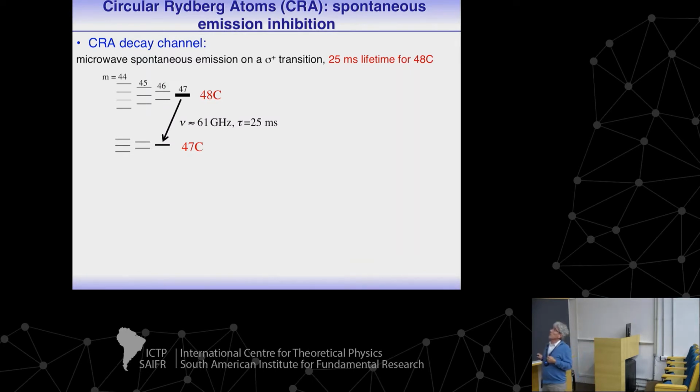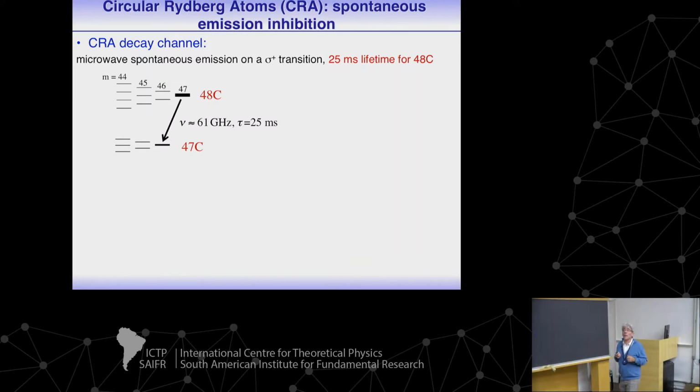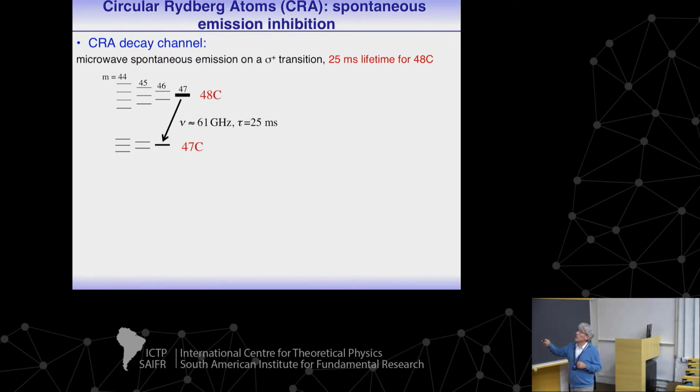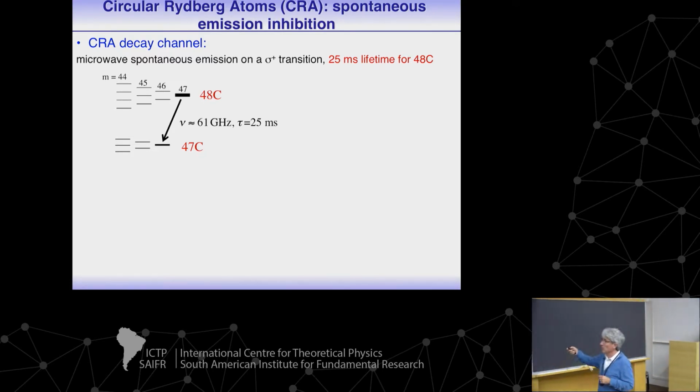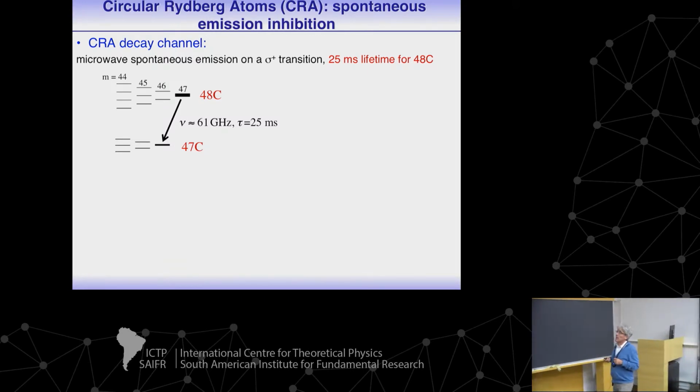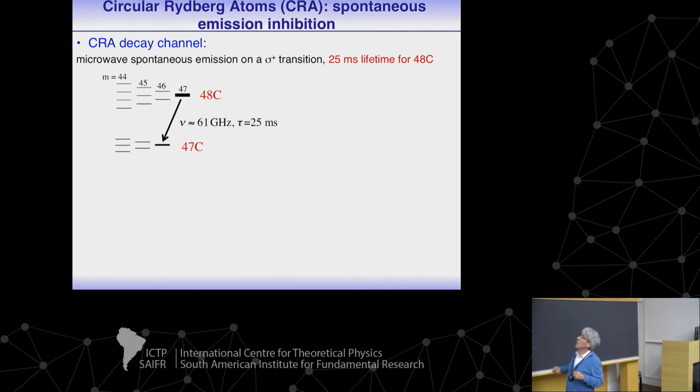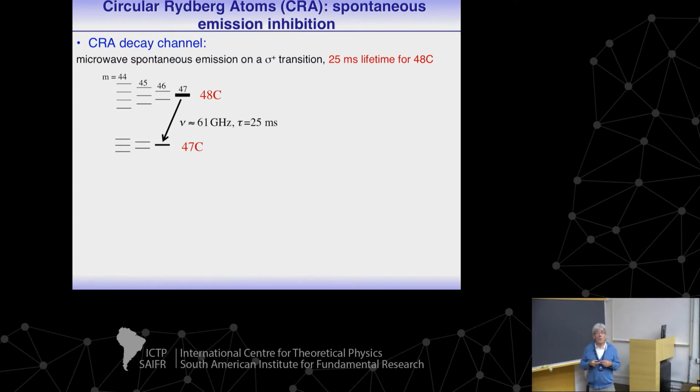So what is the transition which is responsible for this finite lifetime? Let's assume that we prepare the lower state of the spin involved in the simulator, so the 48 circular Rydberg state, which is coupled by a microwave one-photon transition to the 47 circular state. And in this transition, delta m equals 1, so it is a dipole allowed transition. And indeed, the lifetime here is determined by this single transition, a dipole emission at a microwave frequency.